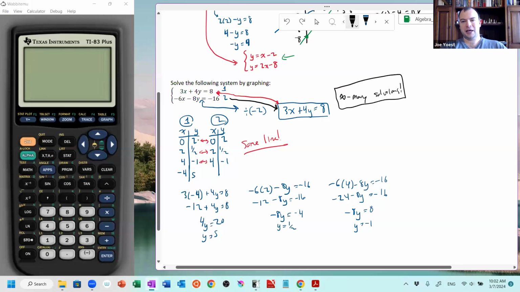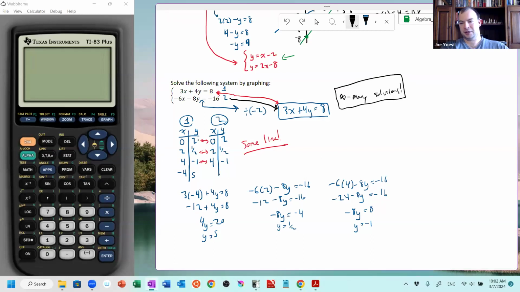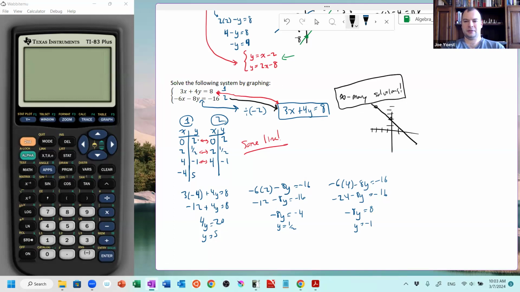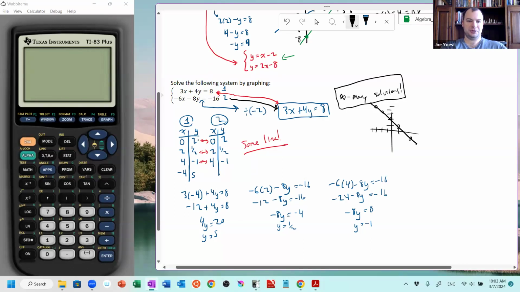Since this is the same line that goes through, for instance, (0, 2), and what was another point, (-4, 5). And we don't have to be accurate here. Any point on this line represents a solution to, say, equation 1, but also to equation 2, because they're the same line.